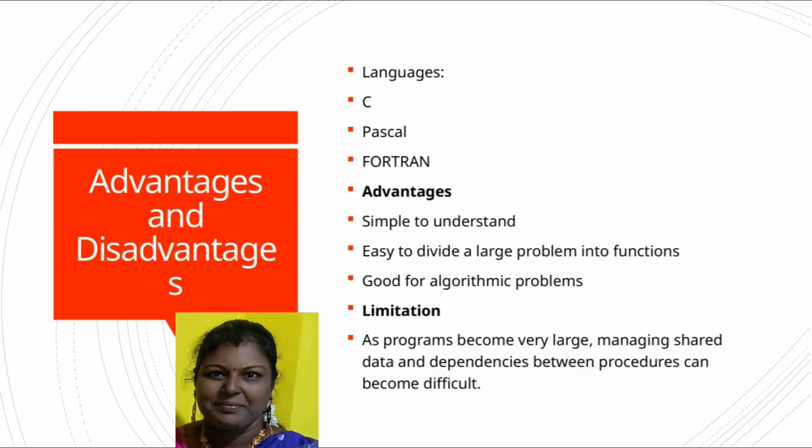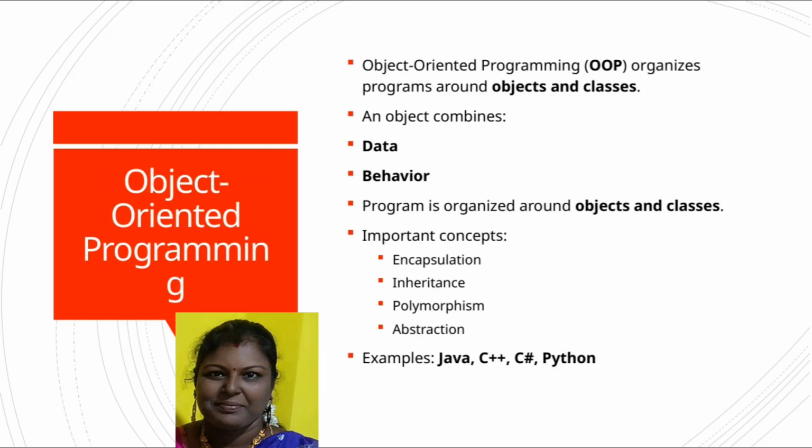Let's talk about object-oriented programming, or OOP. It's a way to organize software around objects and classes. An object bundles together data and behavior, what it knows and what it can do. This approach helps us manage complexity by focusing on real-world concepts. Key ideas include encapsulation, inheritance, polymorphism, and abstraction. These principles let us build flexible, reusable code. Languages like Java, C++, C#, and Python all use OOP to help programmers create structured, maintainable programs.